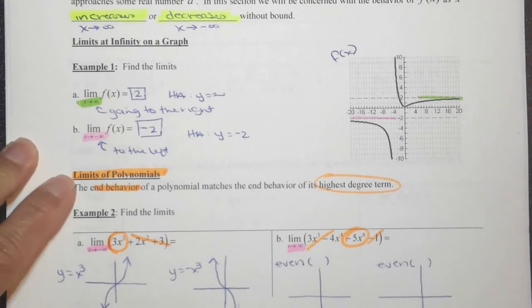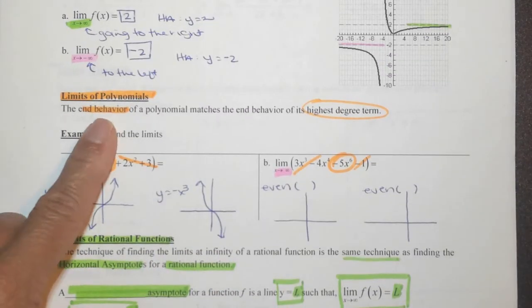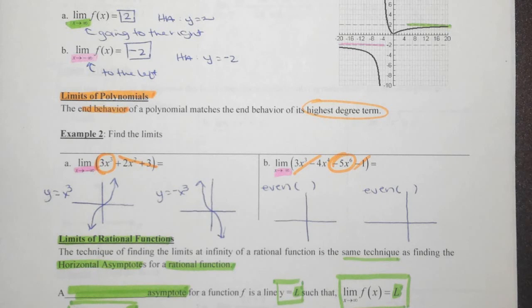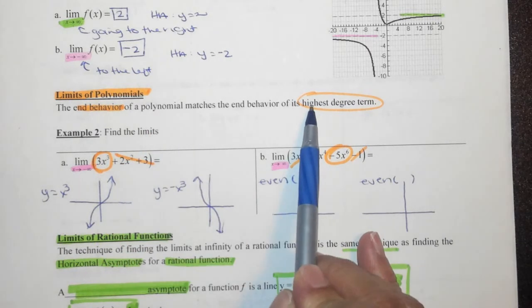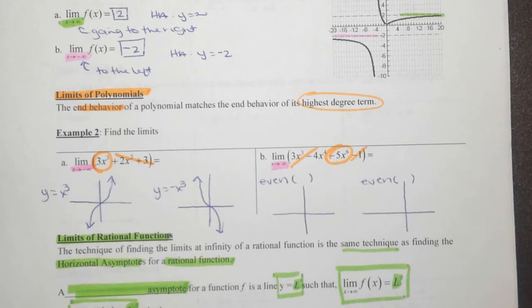So let's look at limits of polynomials, and we're still looking at the end behavior of the polynomial, and basically what happens is we're looking at the end behavior of the highest degree term. So it's really important that you know the behavior of terms that are even degrees or odd degrees, and then if the leading coefficient is positive or negative. So we're looking at the end behavior of the polynomial, and we're only looking at the highest degree term. It's not that we're dropping all the other terms, they're just insignificant to the end behavior.